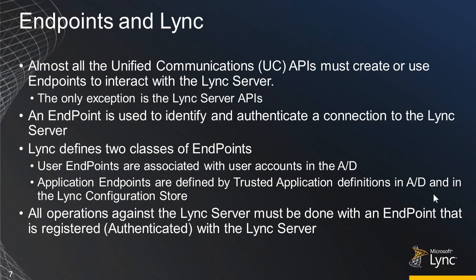Link defines basically two classes of endpoints that interact with it: user endpoints, which are associated with user accounts in the Active Directory, and application endpoints, which are defined by a trusted application definition in AD and also configured in the Link configuration store by the administrator. All operations against the Link server have to be done with an endpoint that is registered and authenticated with the Link server.